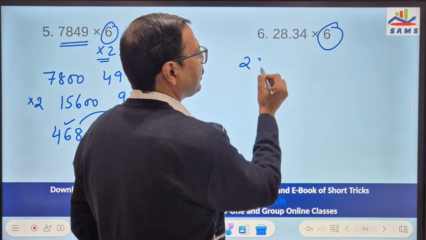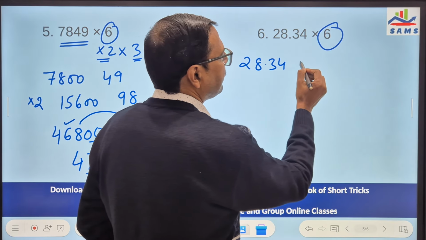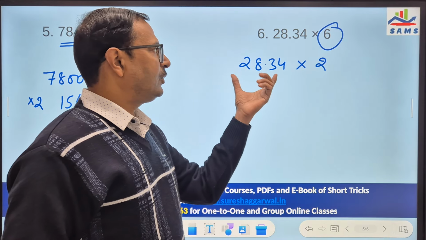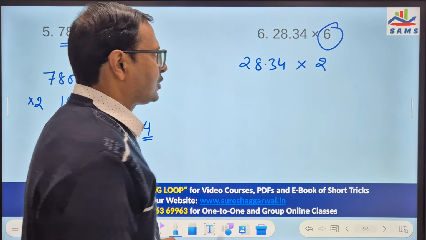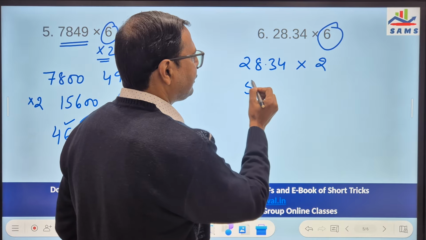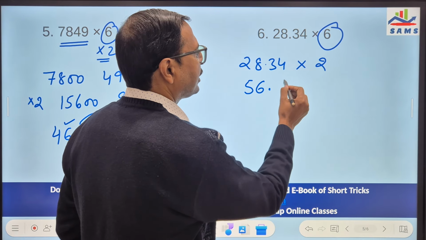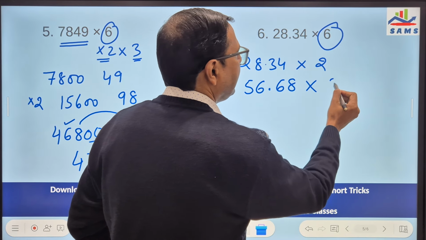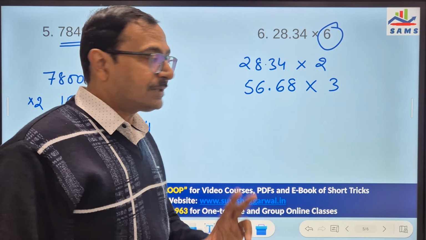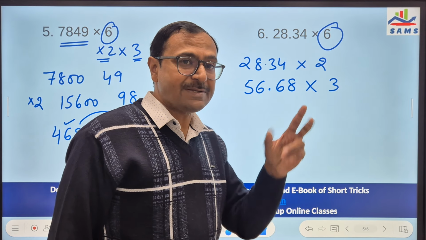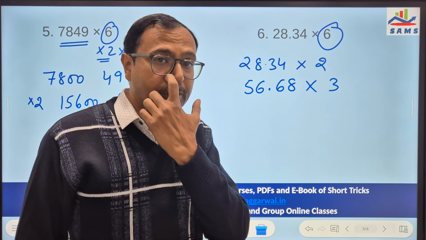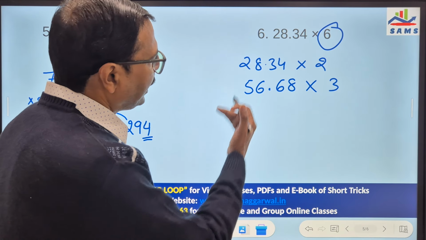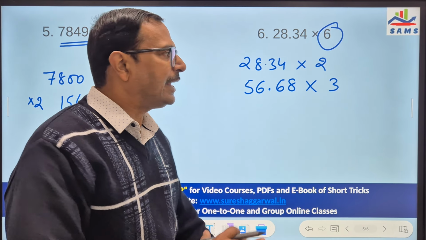So 28.34 multiplied by 2 first, double, right? So when you want to double, you are actually adding the same number. So double of 28 is 56 and double of 34 is 68. And now this number is to be multiplied by 3. Remember the 2 decimal places. That is really important. So if you know 3 times table, now you can do it directly also, or you can use the tripling method. So I'll do it directly.